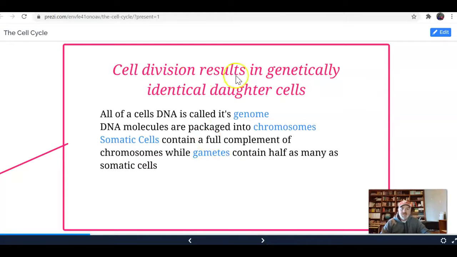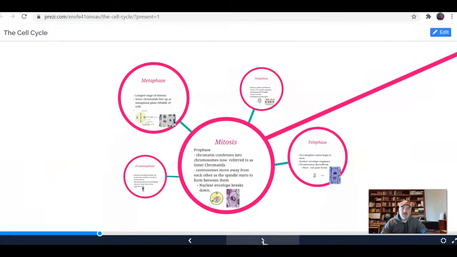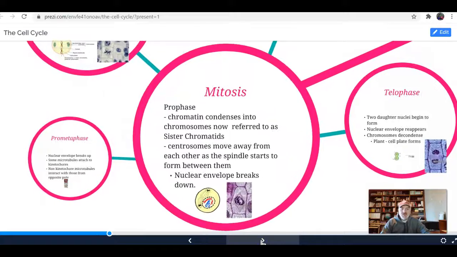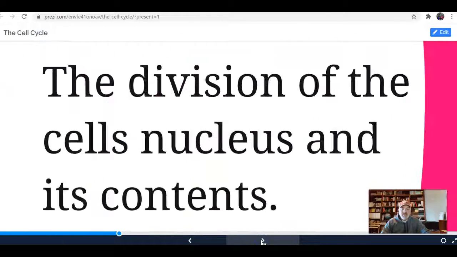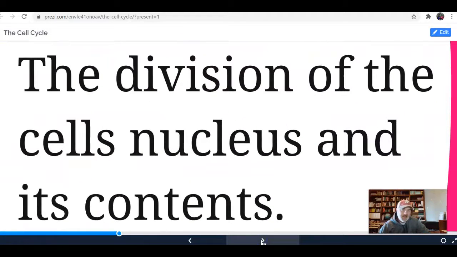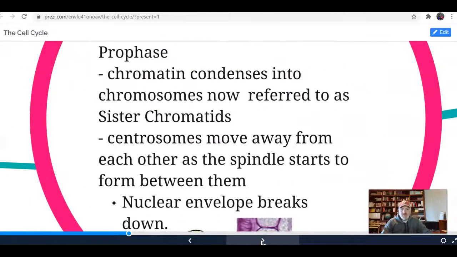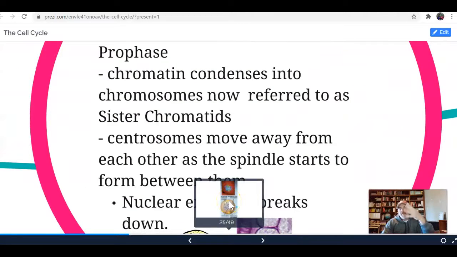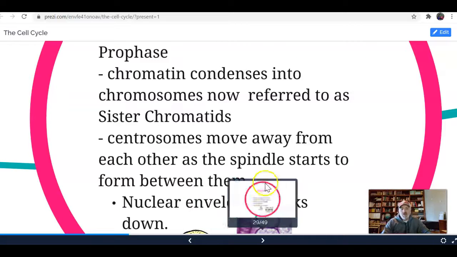But the key thing here is that cell division is going to result in two daughter cells that are genetically identical to each other and identical to the original parent cell. So first of all, we're going to talk about what is mitosis. Mitosis is simply the division of the cell's nucleus and its content. Okay, that's what mitosis is. And there are four phases that we're going to be talking about and going into a little more detail.